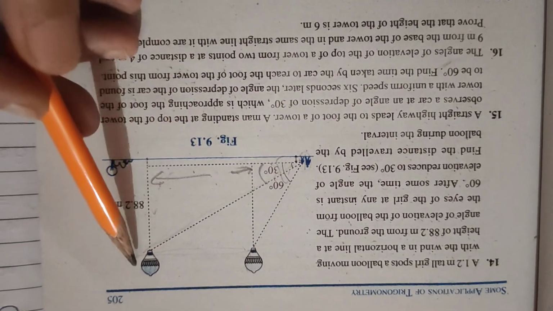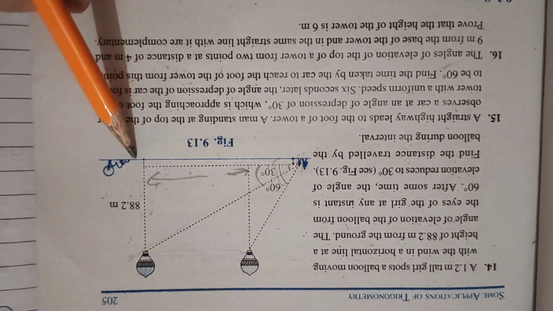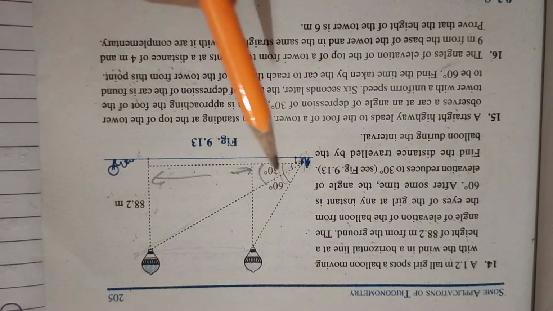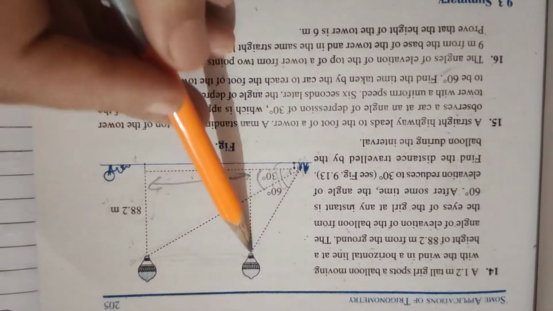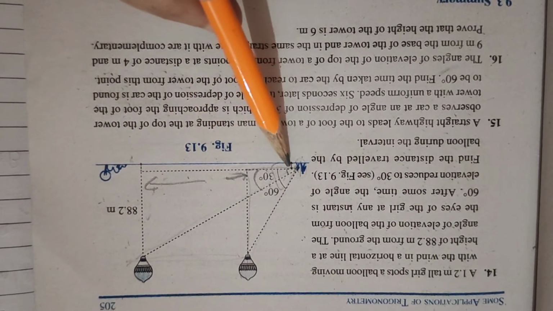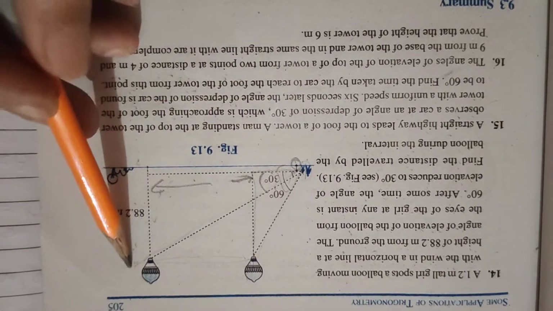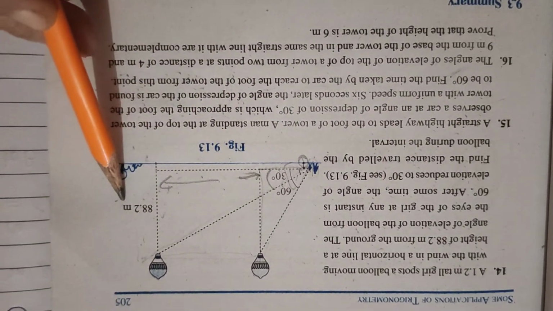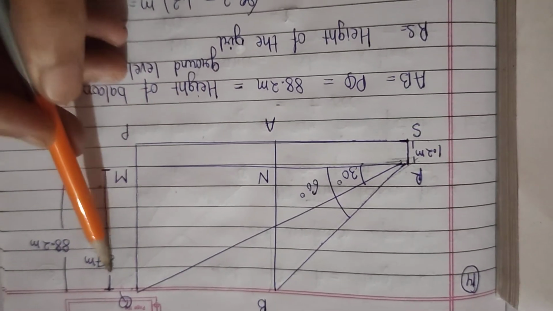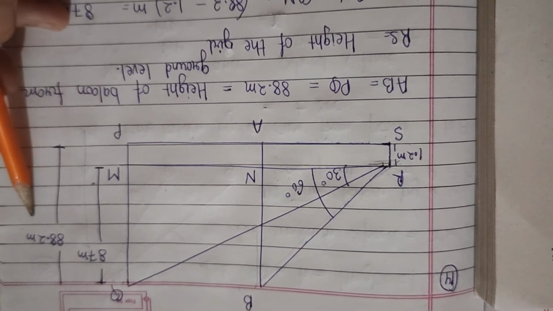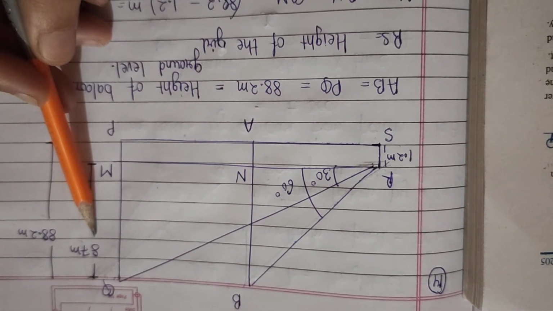Now the balloon is at the height of 88.2 meter above the ground level, but here we are taking the angle of elevation from the eye of the girl, so we will take the right angle triangle here. It means we will subtract the height of the observer, the height of the girl, from the total height 88.2. Now here I have drawn this figure again, and the total height is given 88.2, and we will subtract the height of the girl, so it will remain 87 meter.